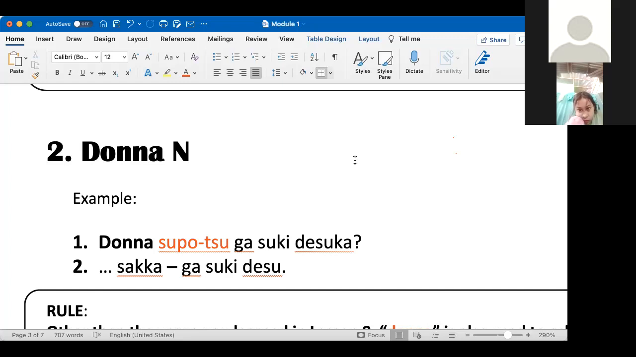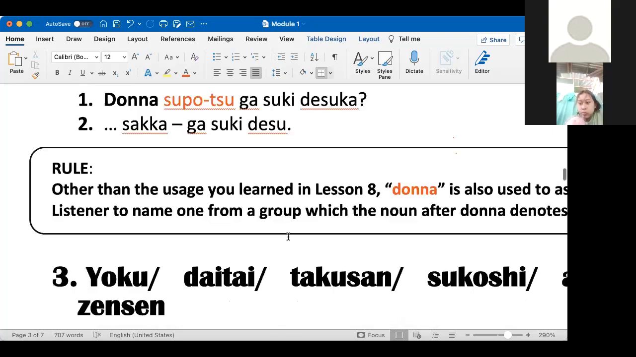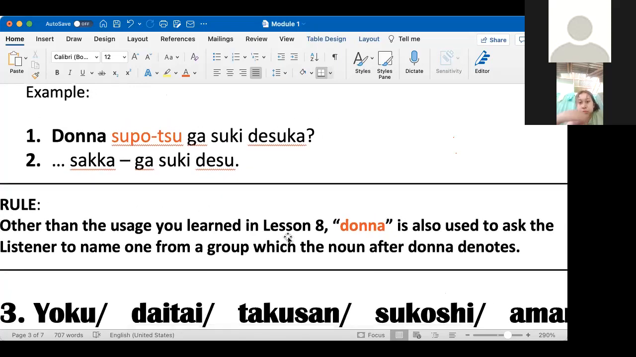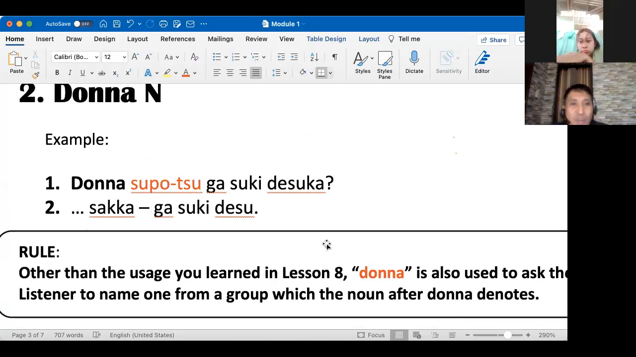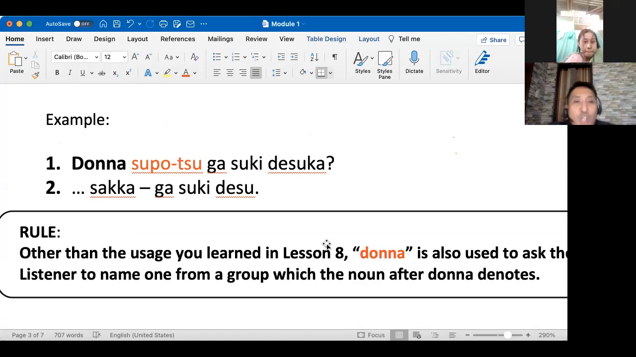Or what else? Ano pa yung mga sports na gusto ninyo? So basketball, volleyball, na mga ganun sports, no? So donna here also used to ask the listener to name one from a group which the noun after donna denotes. So donna sports ga suki desu ka? So you are naming here a certain sport. Donna ryori ga suki desu ka? So pwedeng sabihin na ramen ga suki desu. Batchoy ga suki desu. Gohan ga suki desu. Gohan means rice. Sakana ga suki desu. I like fish.